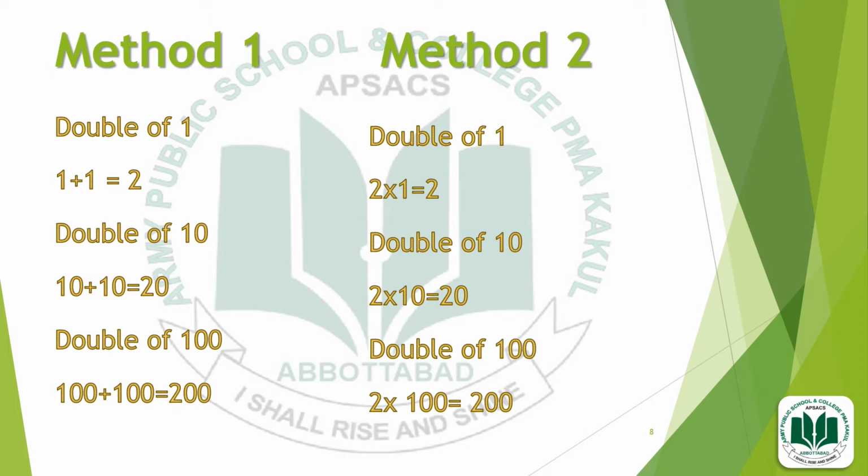Good. Now method number 2: double of 1 is equal to 1 2s, which is 2. It means that we multiply 1 with 2. Then 2 is the double of 1. In the same way, we find the double of 10. We multiply 10 with 2. 10 2s are 20. It means that 20 is the double of 10. Then we find the double of 100. We multiply 100 with 2. 100 2s are 200. It means that 200 is the double of 100.